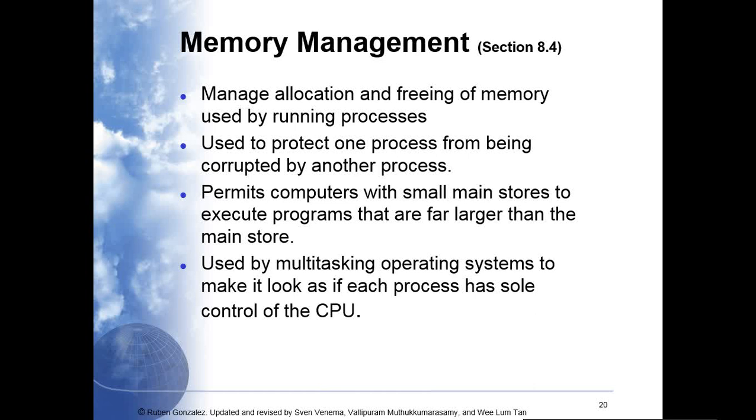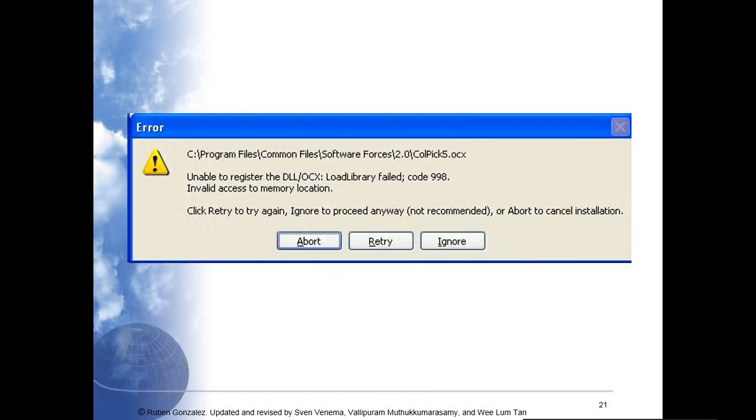It's used by multitasking operating systems to make it look as if each process has sole control of the CPU. Here is an example of a problem. Have you ever seen one of these? Most likely. And what's it saying? Invalid access to memory location. So this is a problem where it's tried to access some location that it does not own, it doesn't belong to it. And it says click, retry, ignore, or abort.